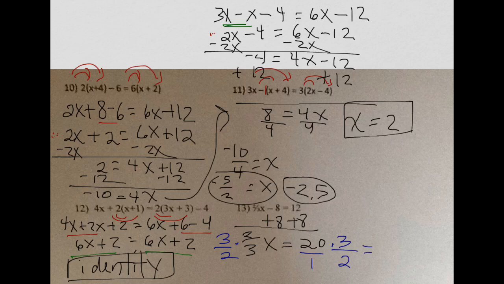And now we can multiply it out. 20 times 3 is 60. 1 times 2 is 2. I could divide 60 in half. So my answer for 13 is 30.